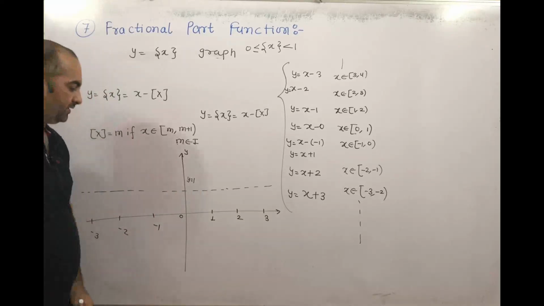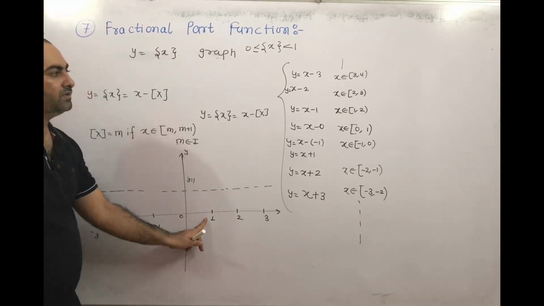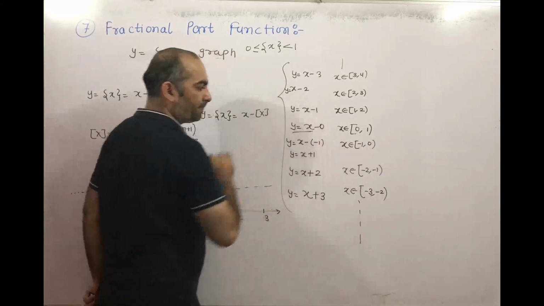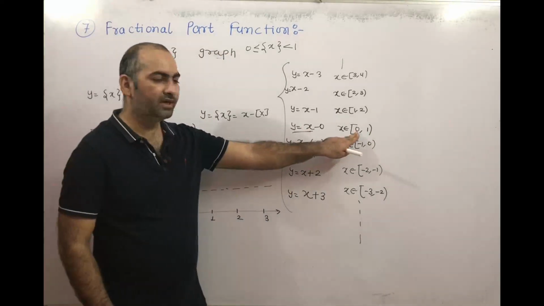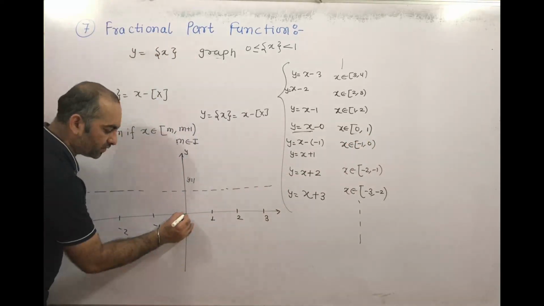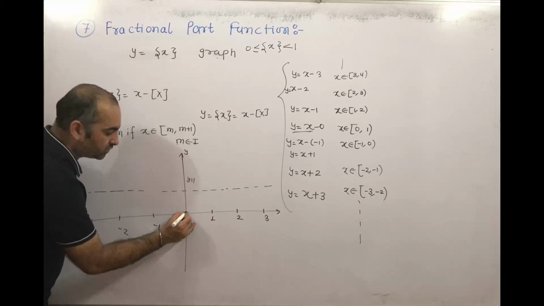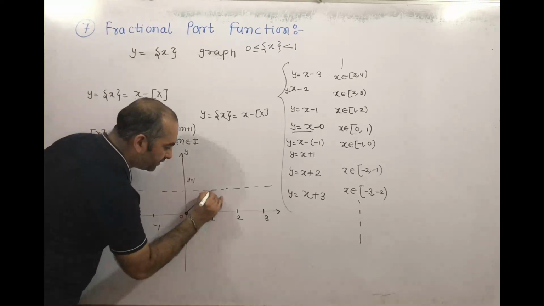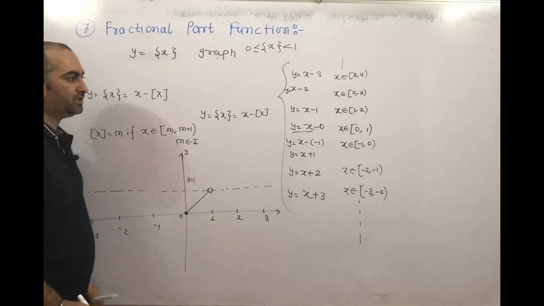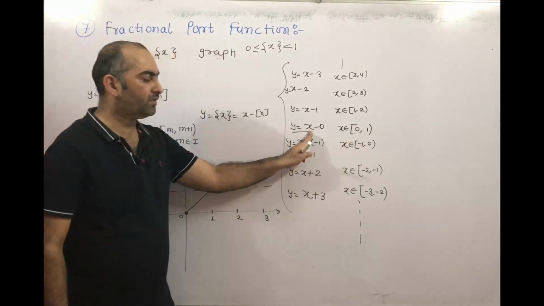Now one by one, for 0 to 1, x belongs to 0 to 1, we get y equal to x. Here 0 is included and 1 is not included, so we draw the line y equal to x with 0 closed. At 1 it is open, we will not get any value, correct? Because if you put x equal to 1, y equal to 1 would come.